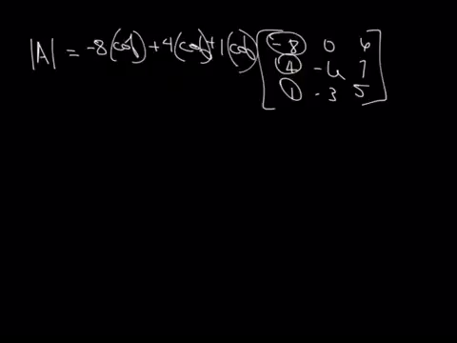Now, when I explained this, I said the first column. So we look at all three numbers in the first column. It doesn't have to be the first column. It could be the second column. It could be the third column. It could even be the rows.